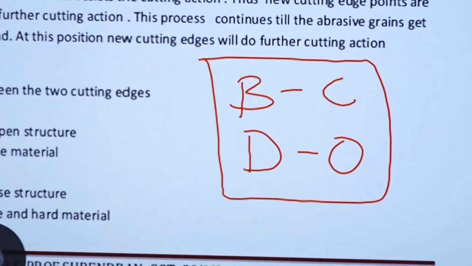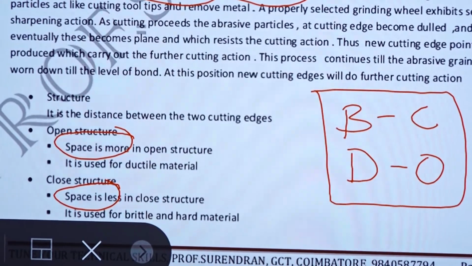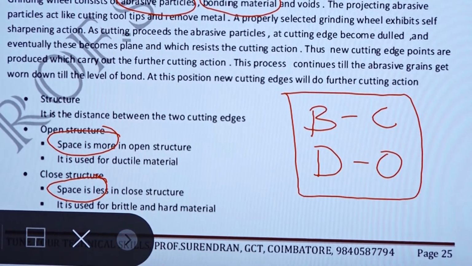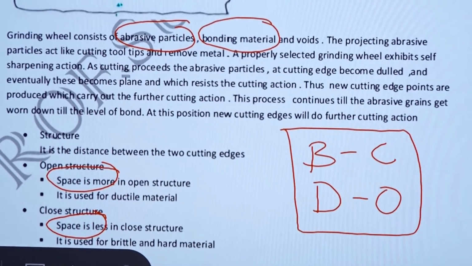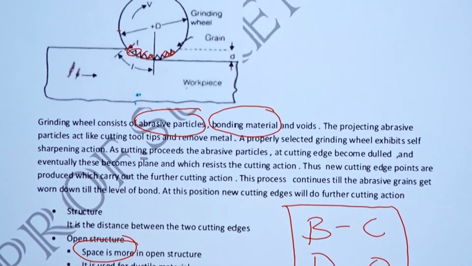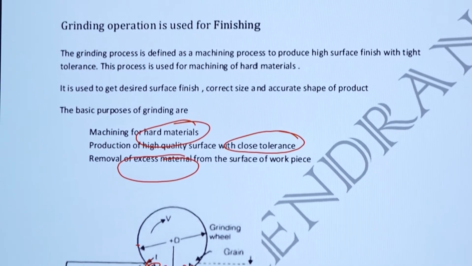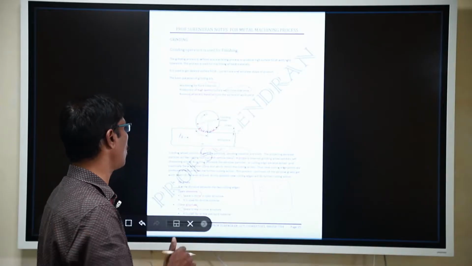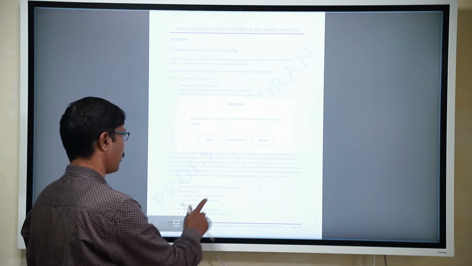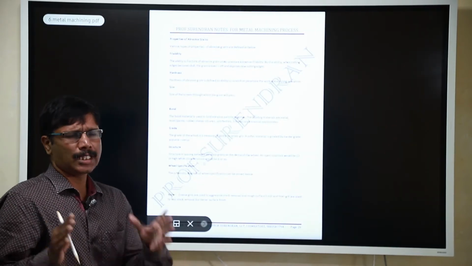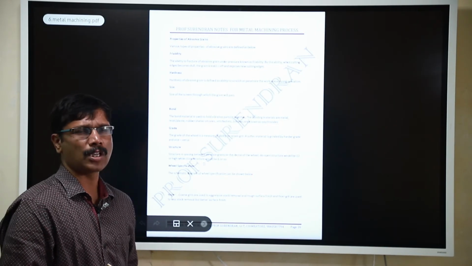Okay, you should form the mnemonic code. Do BC like that. So ductile material, open structure; brittle material, closed structure. Do BC. It is a code we have to remember for easy remembrance. So next we are going to discuss the properties of abrasive grains.